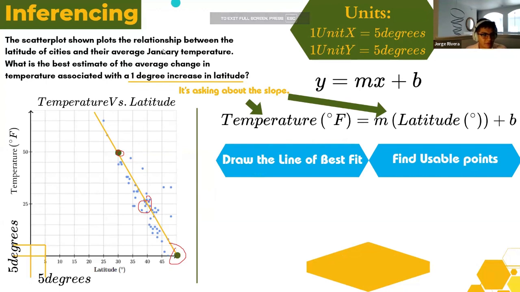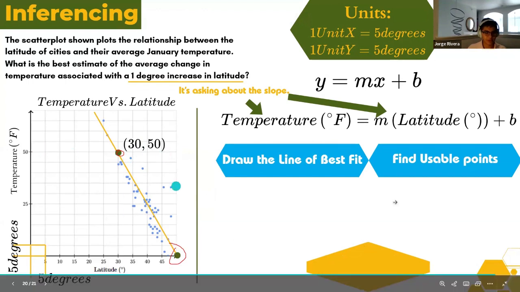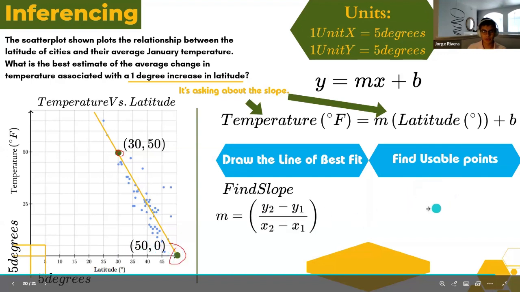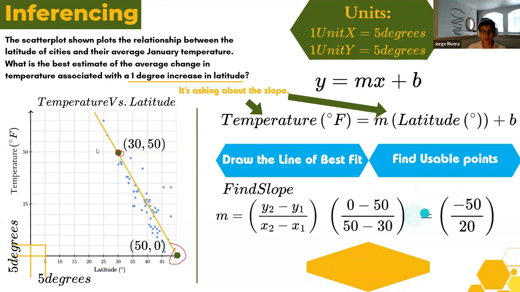If you know how to use the slope, we're just going to use the slope formula. We're going to denote this point, which is going to be 30 and 50, because we have 30 right here and 50 right there, and the other point is 50 and 0, because on the x-axis it is 50 and on the y-axis it is 0. We're going to find the slope using this equation. You can look over this later. So it's going to be 0 minus 50, and that means the slope here is going to be negative 50 over 20.